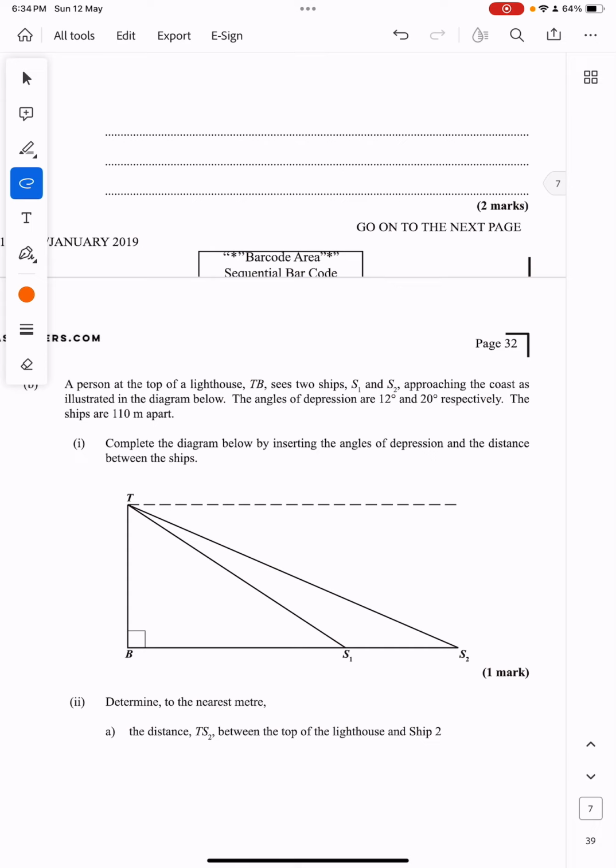So a person at the top of a lighthouse, TB, sees 2 ships, S1 and S2, approaching the coast as illustrated in the diagram below. The angles of depression are 12 degrees and 20 degrees respectively. The ships are 110 meters apart. And we're to complete the diagram below by inserting the angles of depression and the distance between the ships.